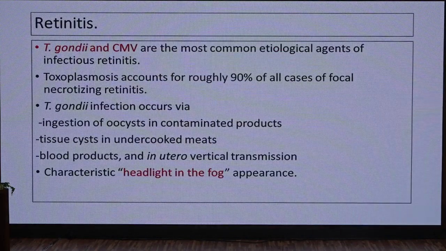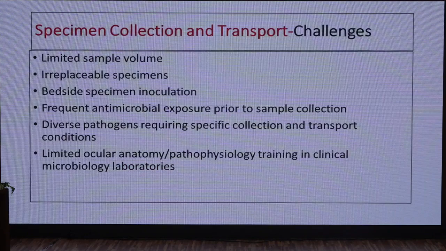Uveitis and retinitis: the most common causes are Toxoplasma gondii and CMV infections. Now, what are the challenges in specimen collection and transport? There is limited sample volume, the sample is irreplaceable so we cannot ask for a repeat sample, there is bedside specimen collection, frequent antimicrobial exposure prior to sample collection, and limited ocular anatomy and pathophysiology training in clinical microbiology laboratories.